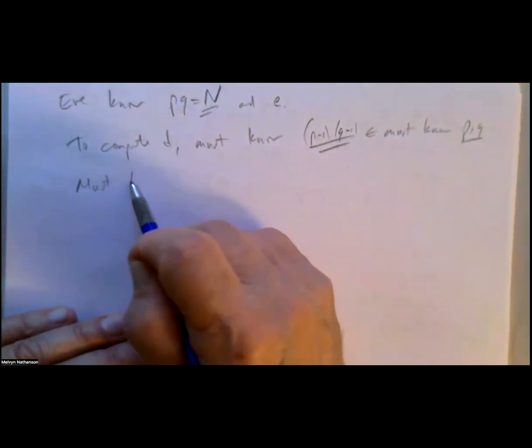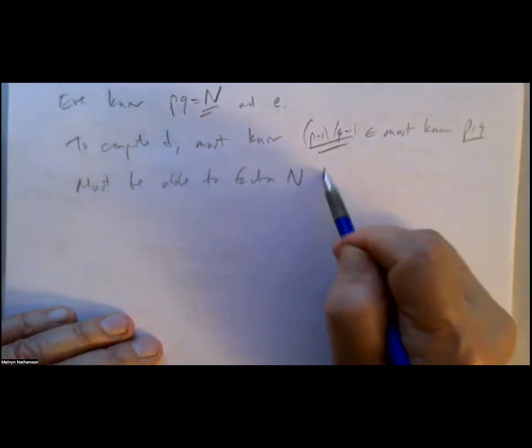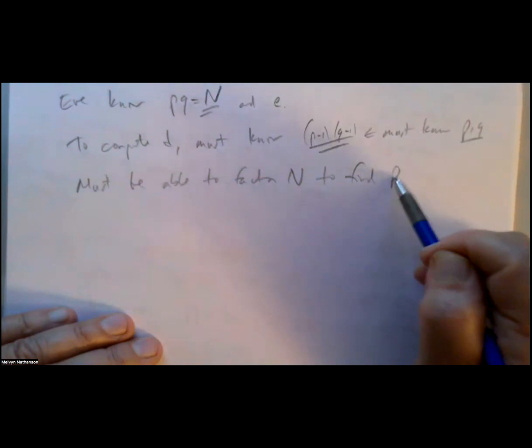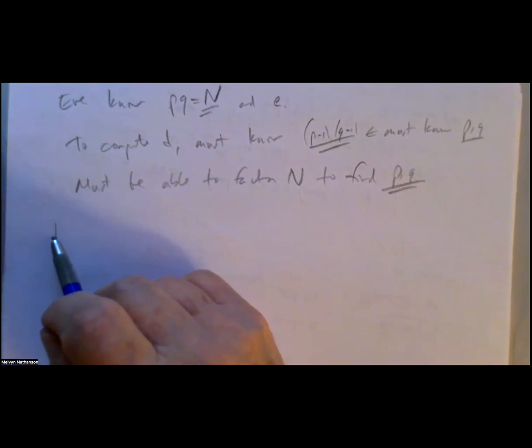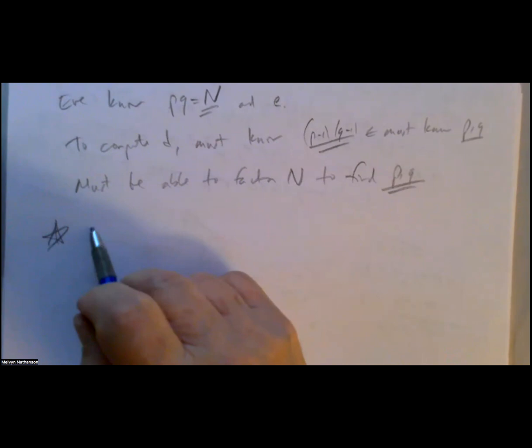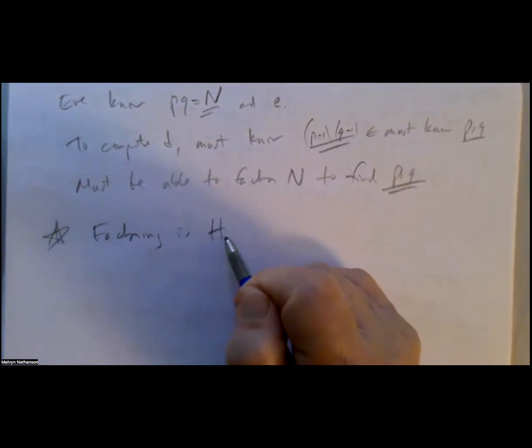Or you must know P and Q, which means you must be able to factor N to find P and Q. And then, this is what gets the star, factoring is hard.